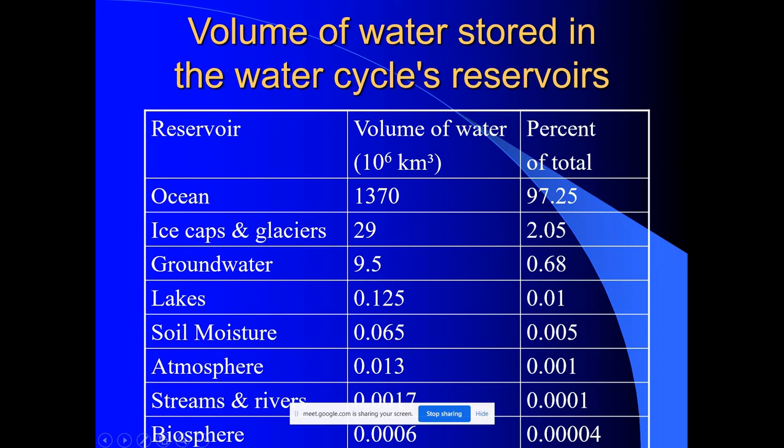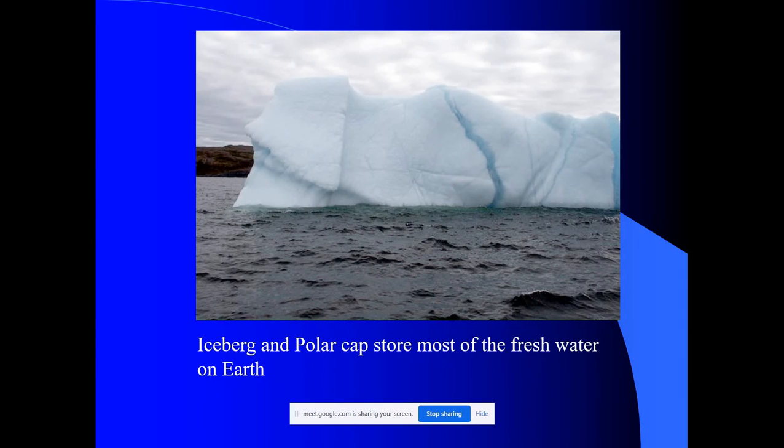Okay, so these are the different types of water resources you can compare. The water is recycled between these resources. This is the iceberg and polar cap. Are you able to see this? This is the water in the surrounding and this is the iceberg.